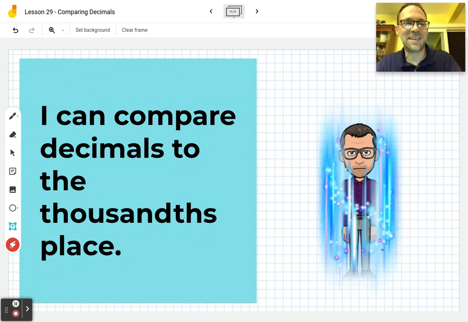Our learning target today is I can compare decimals to the thousandths place. It's time to get to work on some independent practice, but if you need help or you just want to get started or you want to check in with me, please ask. I'm ready to go. Okay, let's do this.